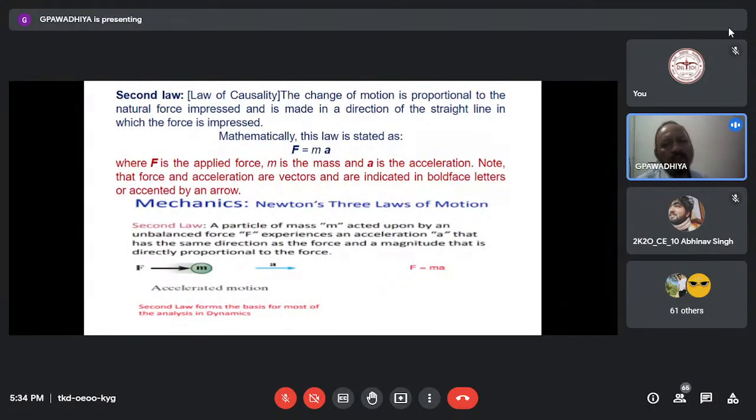And here, as we know from Newton's second law of motion, the change of motion is proportional to the motive force impressed and is made in the direction of the straight line in which the force is impressed. So the time rate of change of momentum is force. That is the basic definition of Newton's second law of motion.